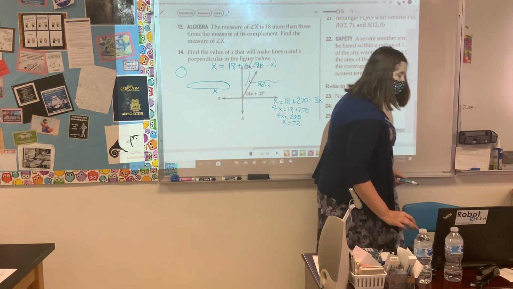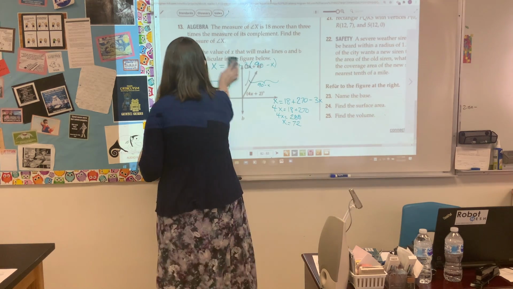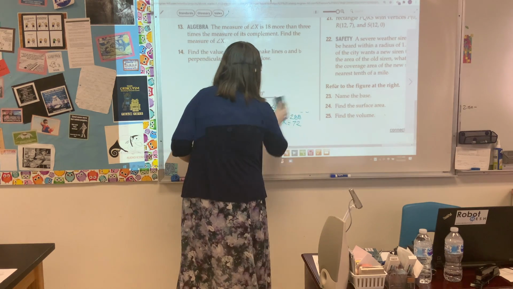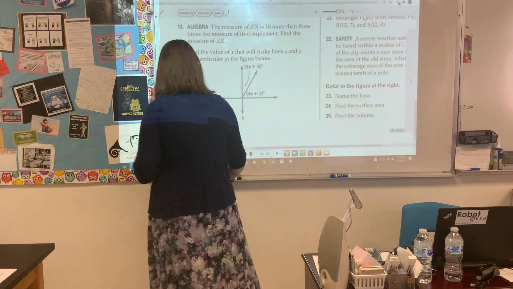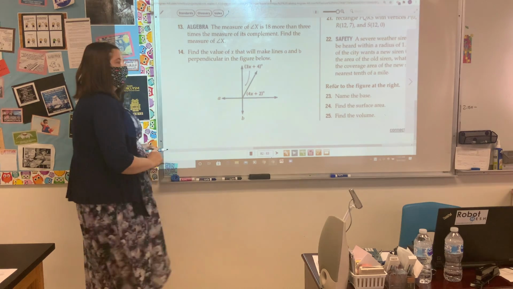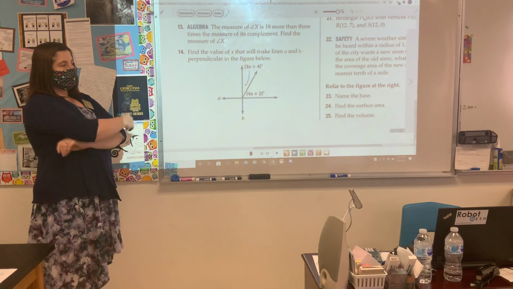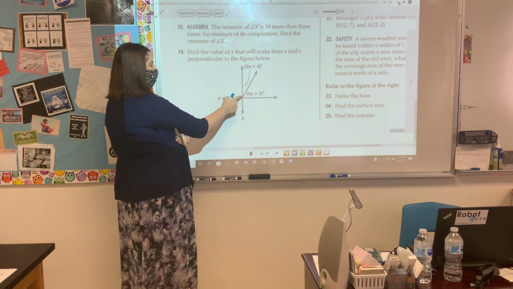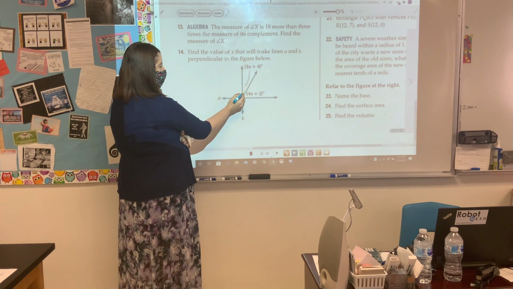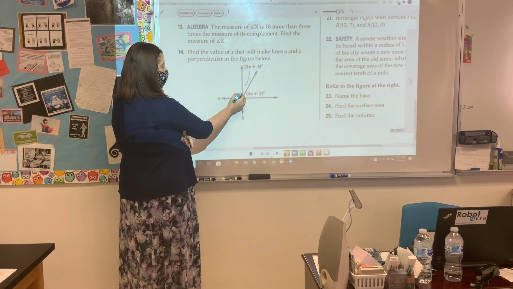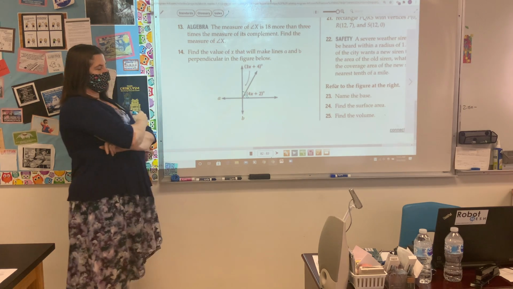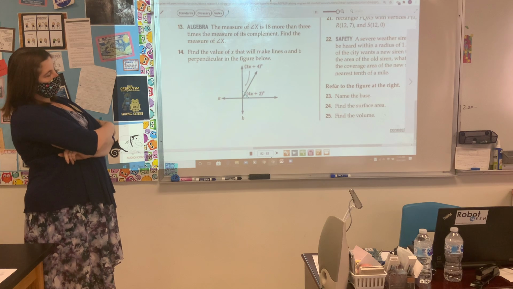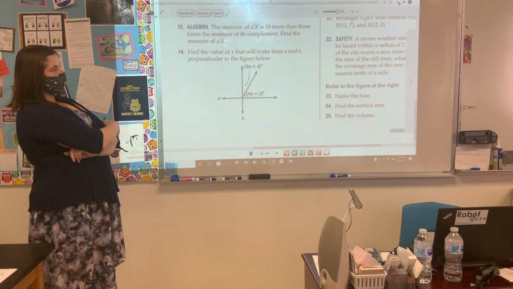Okay, let's look at 14. What do I know about these lines? One is acute. I have some acute angles here. I know that this one here is acute. This one here is acute, but they're not the same size. What else do we know?